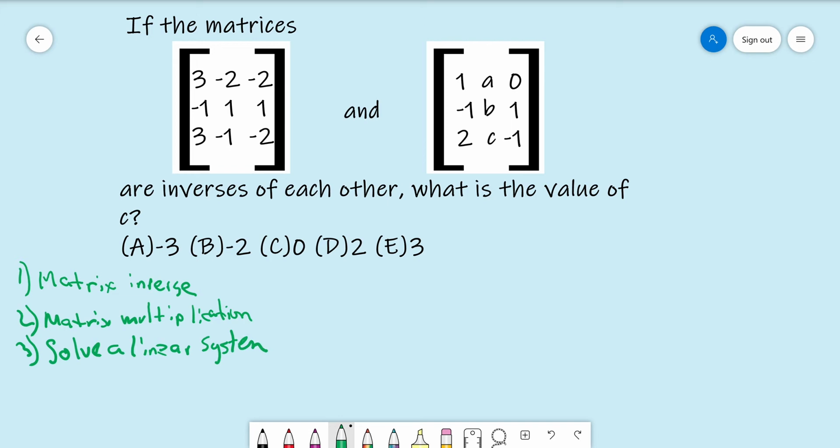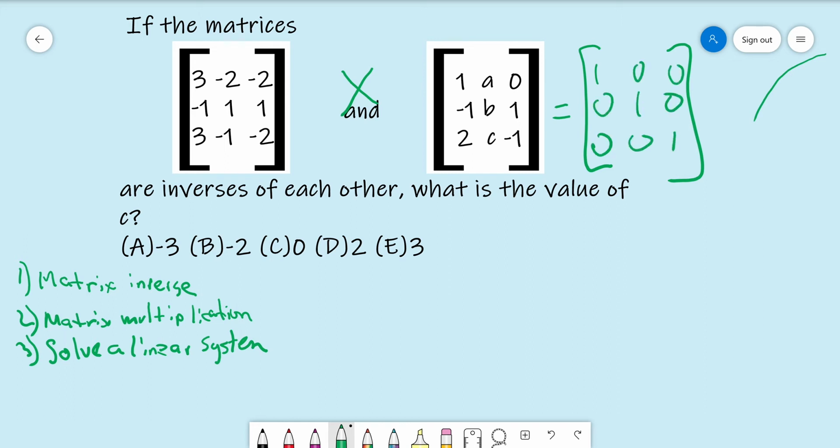Okay, so first of all, we're told that these two matrices are inverses of each other. What does that mean? It means that if we multiply them together, we're going to get the identity matrix. The identity matrix is 1, 0, 0, 0, 1, 0, and 0, 0, 1. So we did that. That's just writing out what it means for them to be inverses.